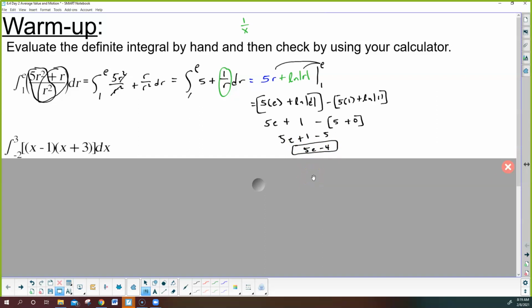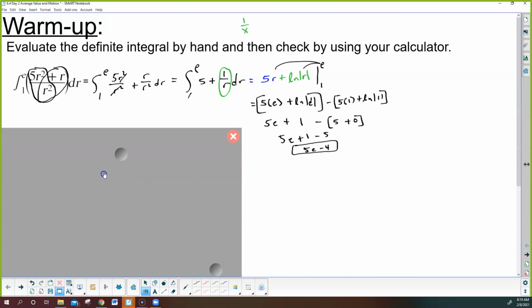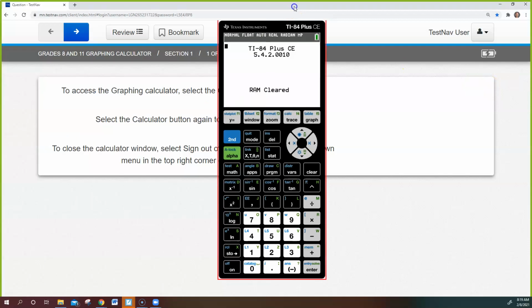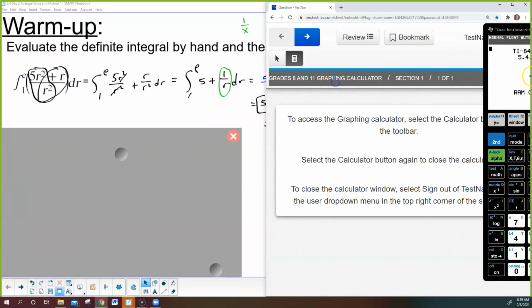Now, most likely this would be a multiple choice question on an AP test. So you wouldn't technically have to show all this work, but I recommend it so you don't make any mistakes. But you would have to be able to get to this answer. Now, we did show you how to do this on your calculator, and we're going to go over that right now, just so you guys have a quick review of what that looks like.